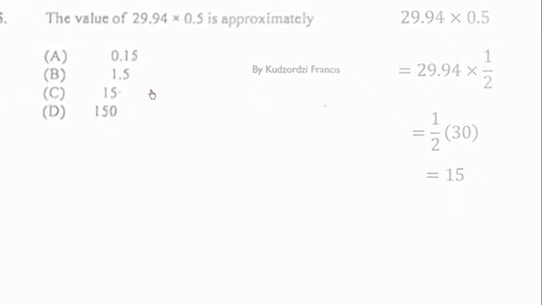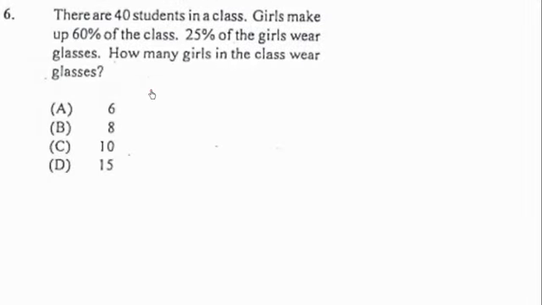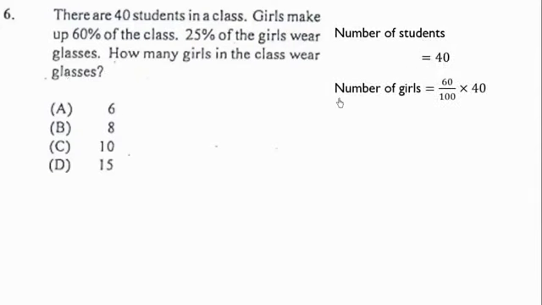Now let's look at question 6. There are 60 students in a class. Girls make up 60% of the class. 25% of the girls wear glasses. How many girls in the class wear glasses? So we know that the number of students is 40. Then we have the number of girls to be 60%, 60 over 100. So this will get rid of this. Then this also gets rid of this. We are left with 4. So 6 times 4 will give us 24.